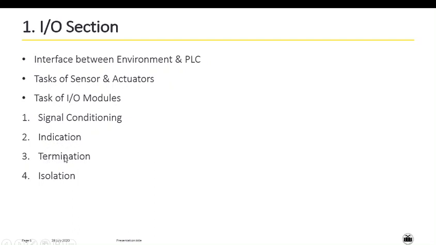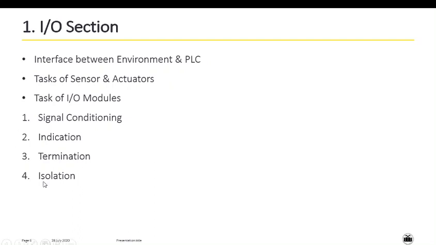Third one is termination. In this, IO module provides proper termination of input and output connectivity of the terminal so as to avoid any direct AC supply with the PLC. So it will terminate all unnecessary signals and it will provide protection to your PLC.